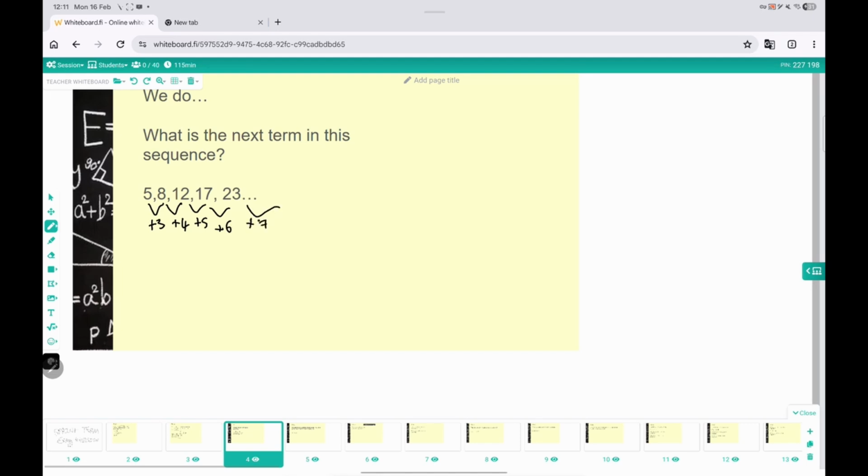So we're going to add 7 to get to the next term, which is going to take us to 30. Oh, actually, we only have to do the next term, so that will do.